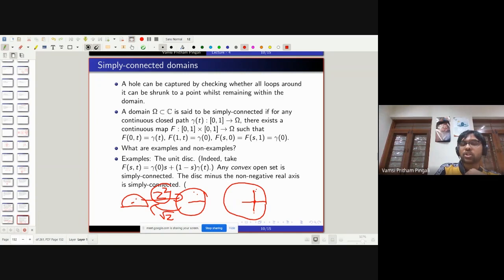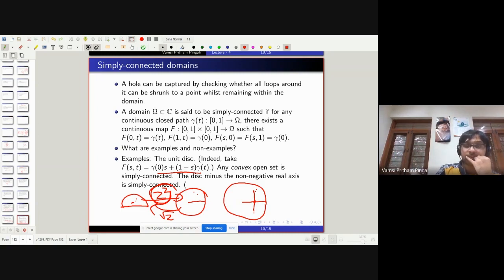So if I can shrink it to a point using this sort of a formula here, and using z square, I can take that shrinking here. What do I mean? Please write it out carefully. I leave this as an exercise.